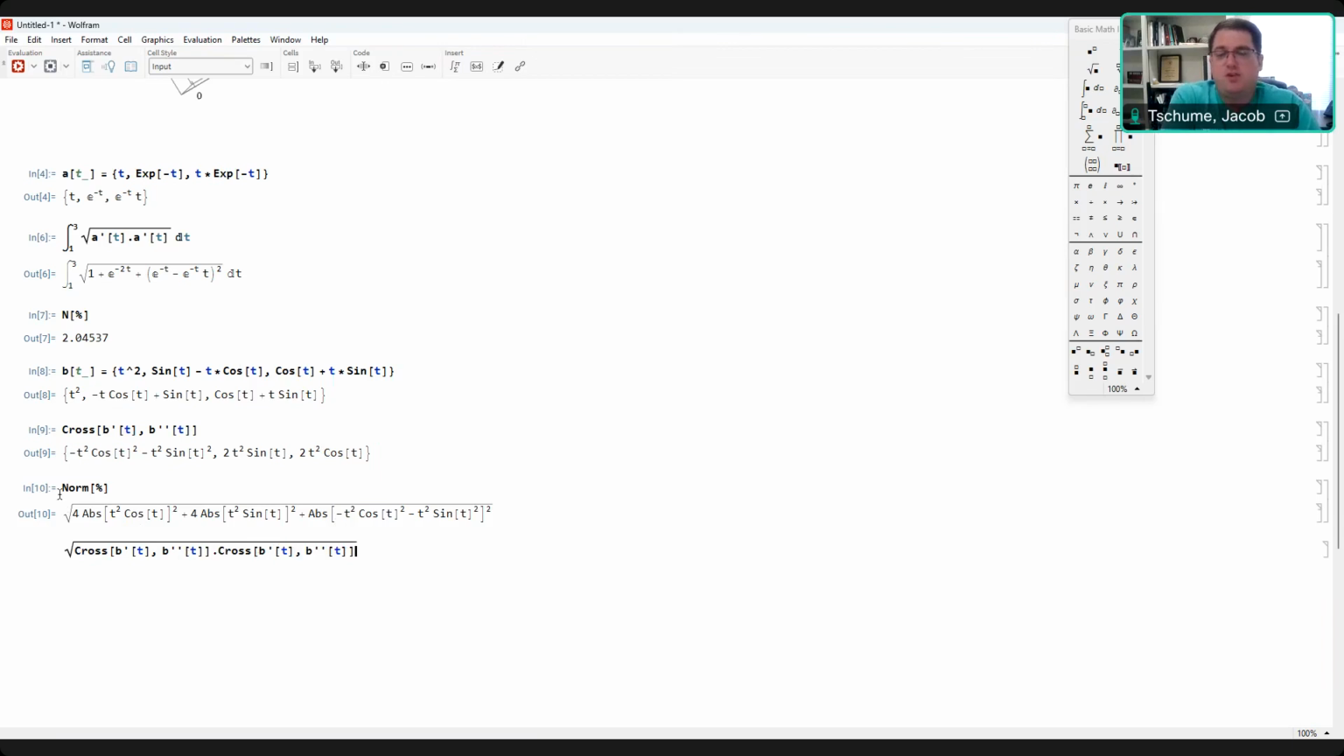Anytime you run into this ABS issue, it usually happens on magnitude. You can get around this by doing the square root of what you were taking the magnitude of, dotted with itself. I want to take the magnitude of my cross product, so I'm going to do that.